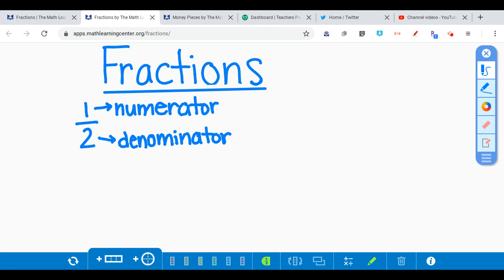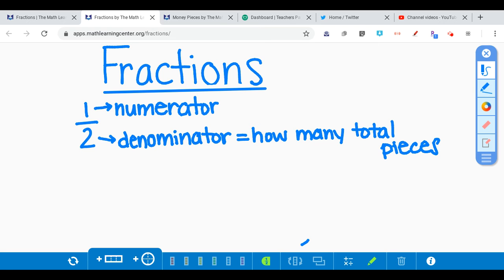So when we're talking about a numerator and denominator, the denominator tells us how many total pieces. And the numerator tells us the number we have.